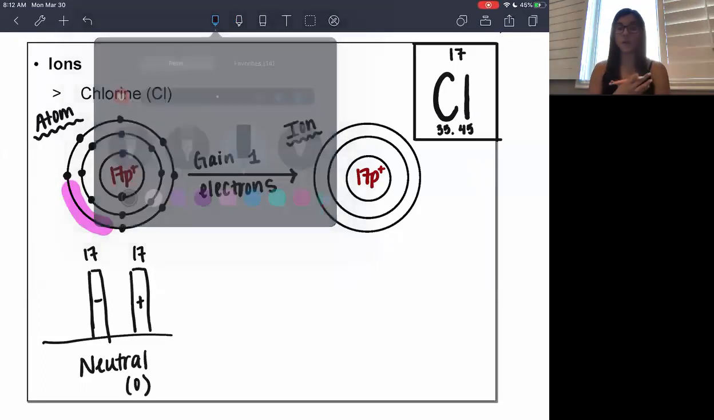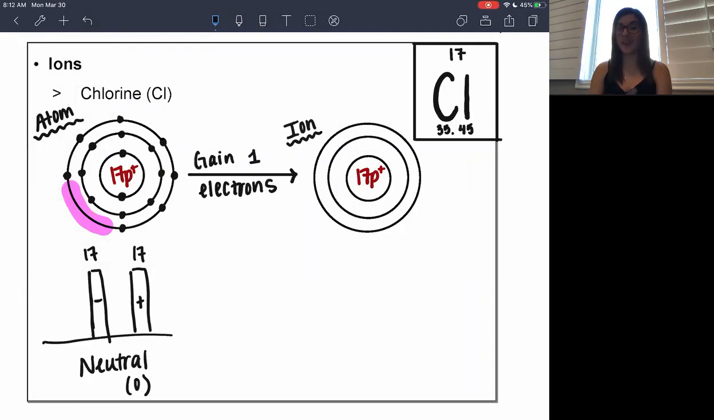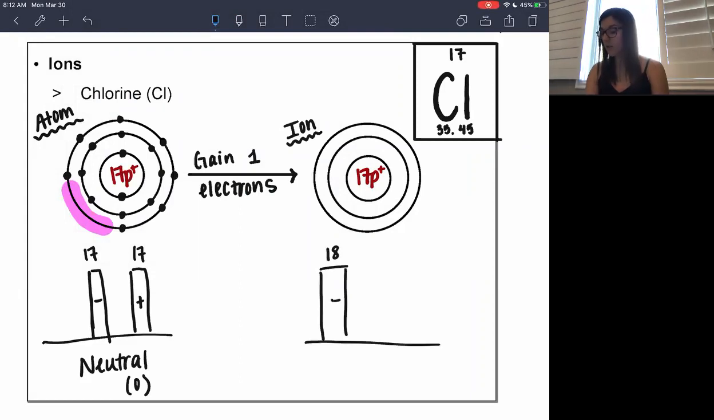So if I used to have 17 electrons and I gain one, now I have 18 electrons, which is 18 negatives. So I'm going to draw my electrons and I'm going to add one extra electron. So I've got a total of 10 that I've drawn. I'm at 12, 14, 16, and 18 electrons.